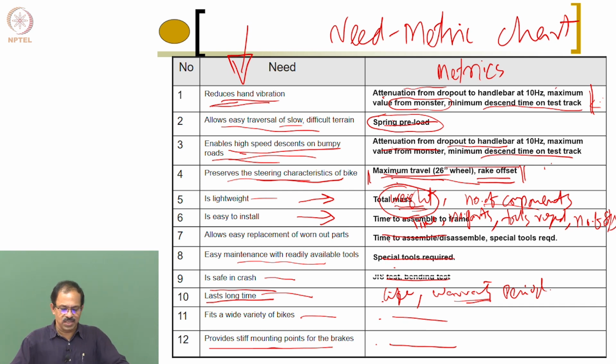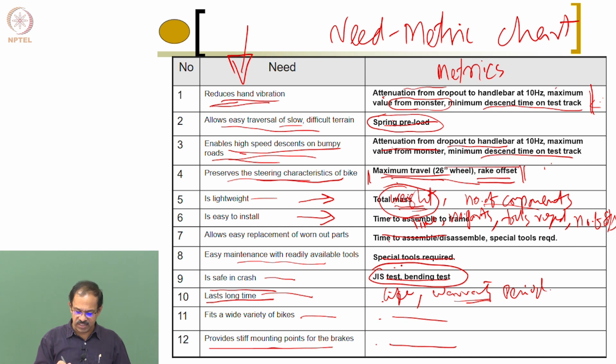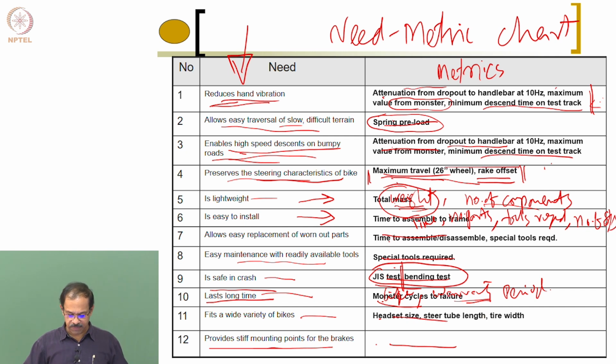special tools required. Then safe in crash: there are standard tests for crash testing. So you have to use those tests and then see what value is to be used for that. Cycles to failure, that is the testing. There are some standard tests available for checking the strength of the cycle or the capability of the cycle. So that can be a metric.